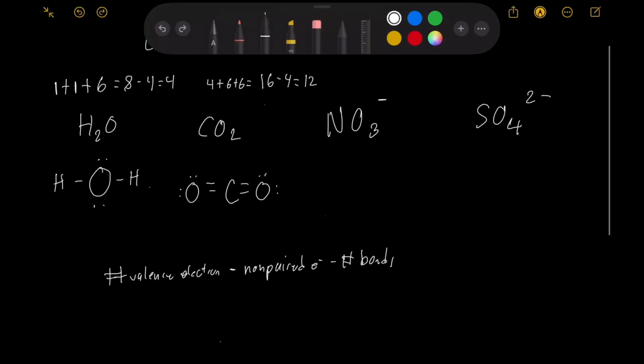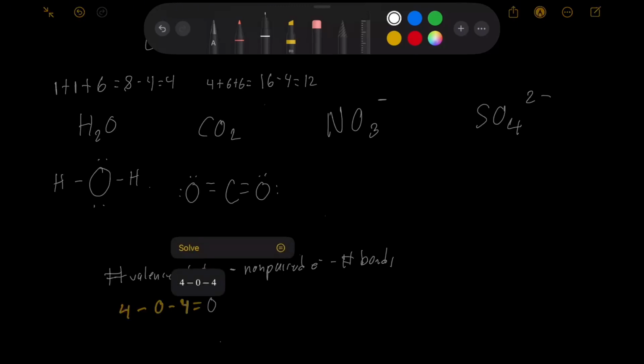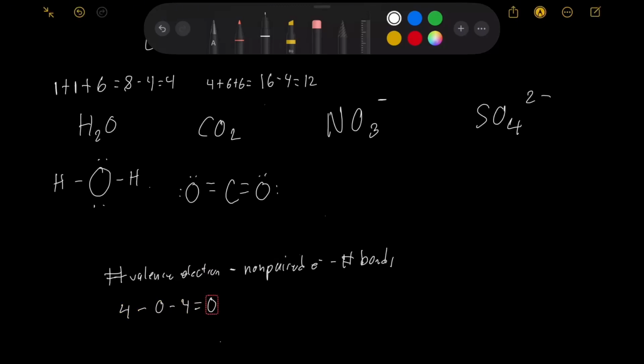So let's check the one for C. Carbon has 4 valence electrons. It has 0 unpaired electrons, and it has 4 bonds. So 4 minus 4 is 0. So you always want the formal charge to be as low as possible, or most preferably 0. For oxygen, it has 6 valence minus 4 unpaired, and there are 2 bonds, so 0, and it goes the same for both sides.